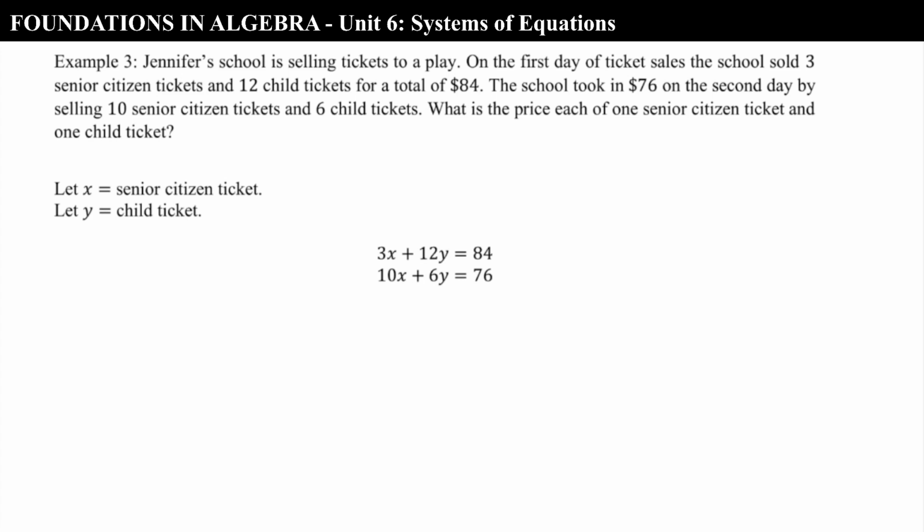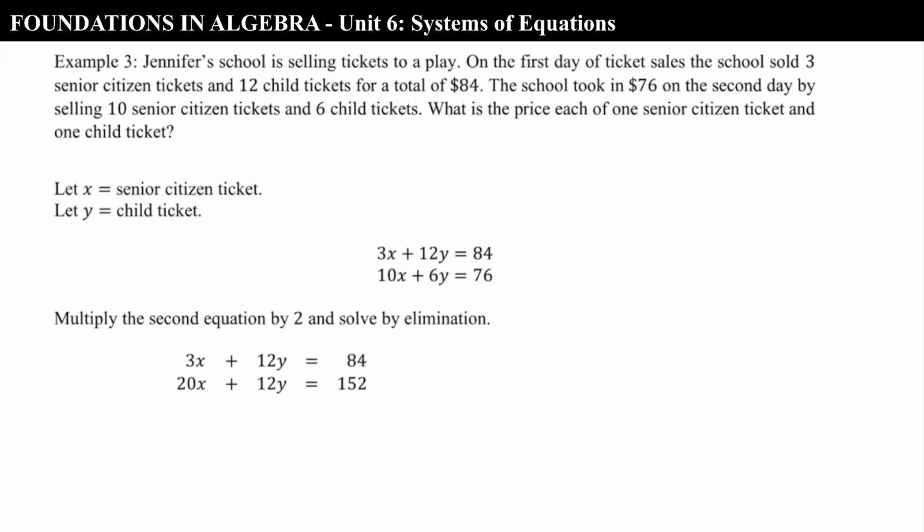I think elimination will be a good method to use here, because if we multiply the second equation by 2, then we will have a 12y in the first equation and a 12y in the second equation. So we'll multiply the second equation by 2 and solve by elimination. We leave the first equation alone. We multiply the second equation by 2. So 10x times 2 is 20x, 6y times 2 is 12y, and 76 times 2 is 152. And we will subtract these two to get the 12y's to eliminate.